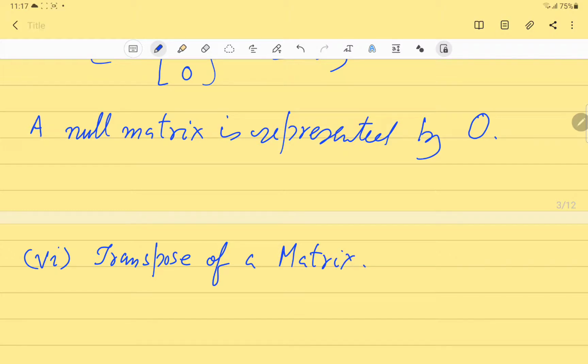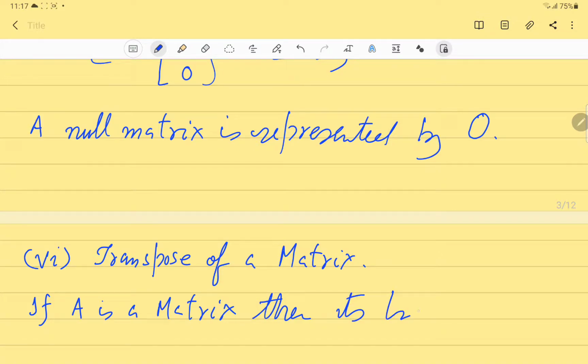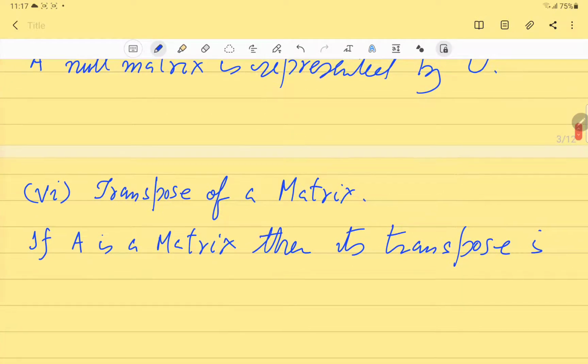A matrix obtained by changing the rows into columns or columns into rows is called the transpose of a matrix. So if A is a matrix, then its transpose is denoted by AT.